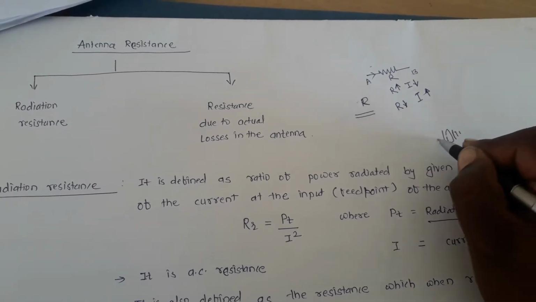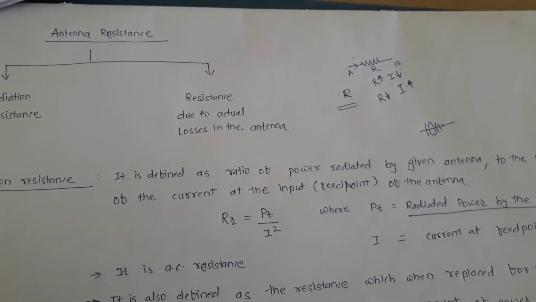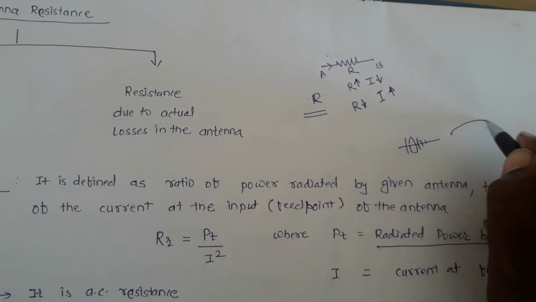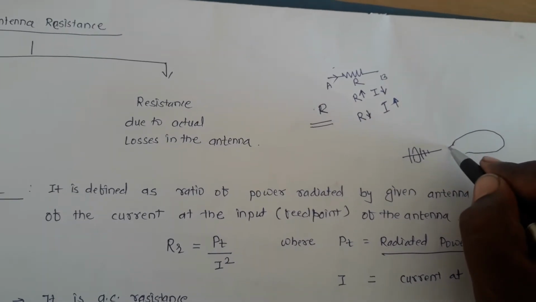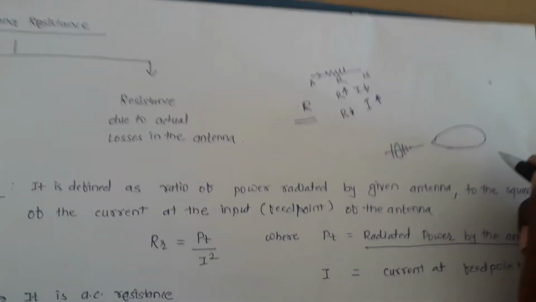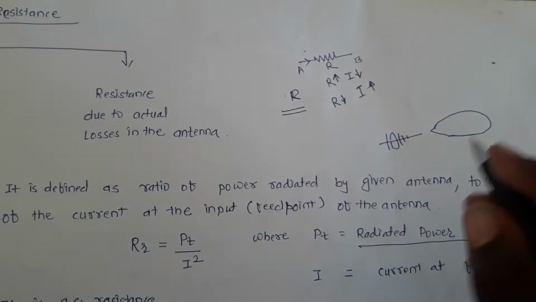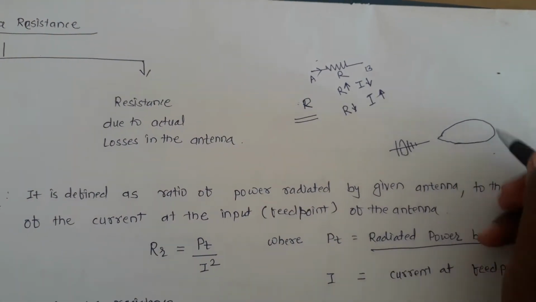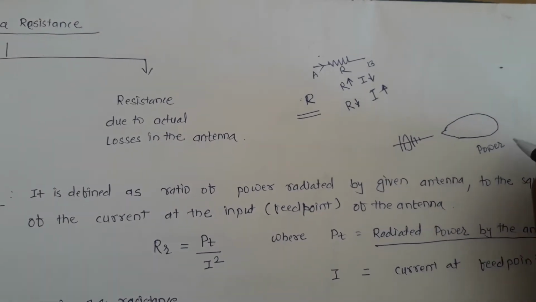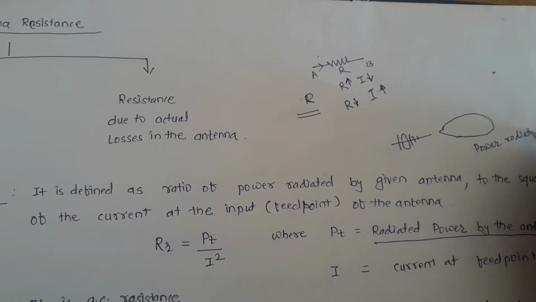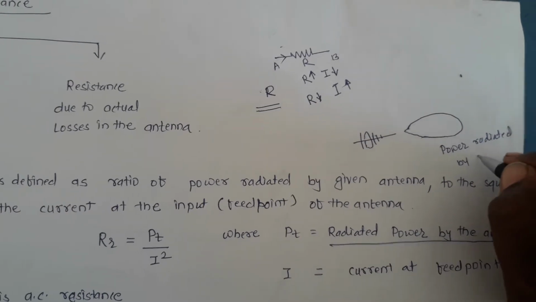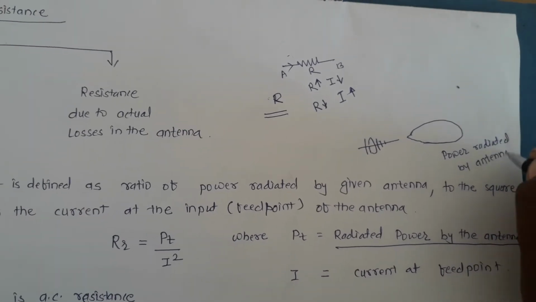Suppose this is your Yagi-Uda antenna, and this particular Yagi-Uda is a unidirectional antenna. So, it is radiating energy in the forward direction. This is nothing but the radiation pattern of the Yagi-Uda antenna. There is a major lobe in the forward direction, right? This lobe indicates the power radiated by the antenna. Here we have taken the example of the Yagi-Uda antenna, so it is power radiated by the Yagi-Uda antenna.